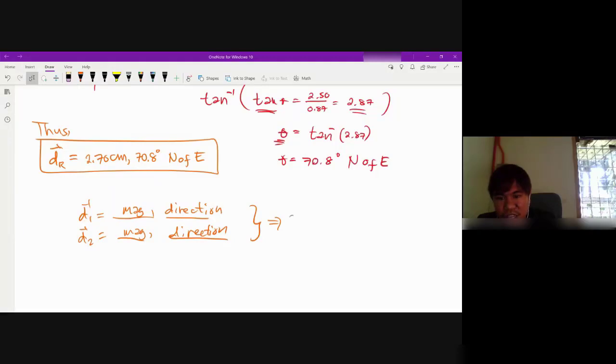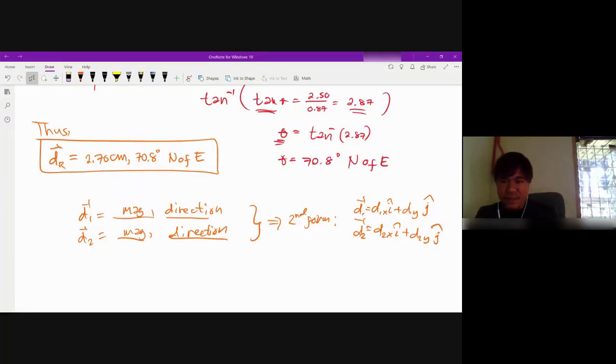So na atong gibuhat kay atong gi-rewrite into second form. Which is kay D1x i hat plus D1y j hat. Okay. Naman siya corresponding ang dagway, di ba? So you have D2x i hat plus D2y j hat. So na, gipa-add man nato ang duha. Gi-add man din, gipamatanan mo pila yung resultant vector. Sorry. This is D2. So, pila yung resultant vector.